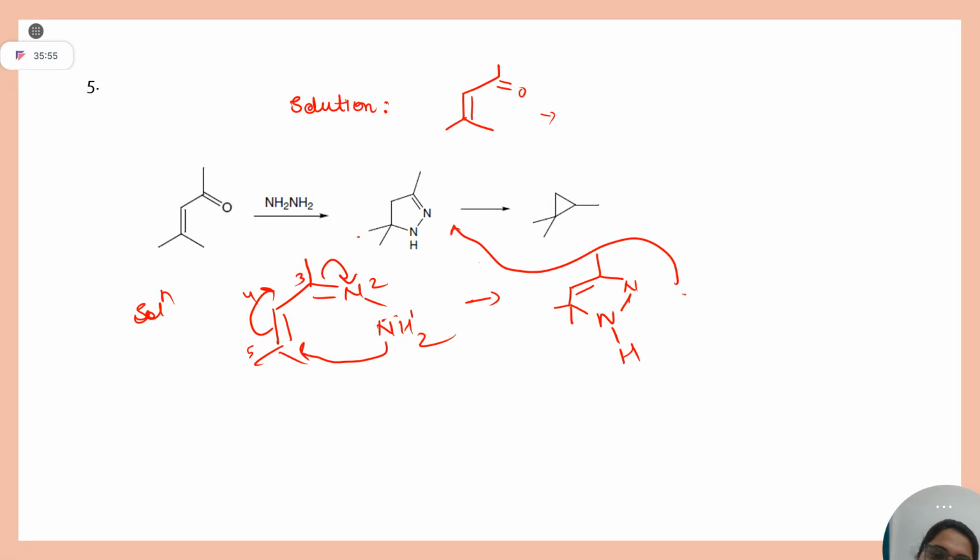Now, what will happen, students? This bond will go here, or I can say this bond will come here, this will go there, nitrogen will leave, and you will get this cyclopropane. Is it clear to you? You draw the arrow pushing mechanism, you will get answer of this. Okay.